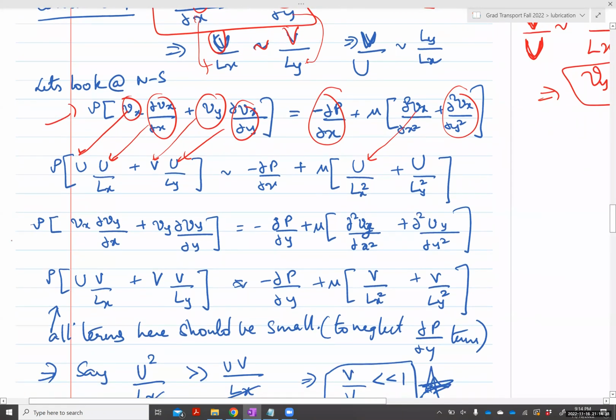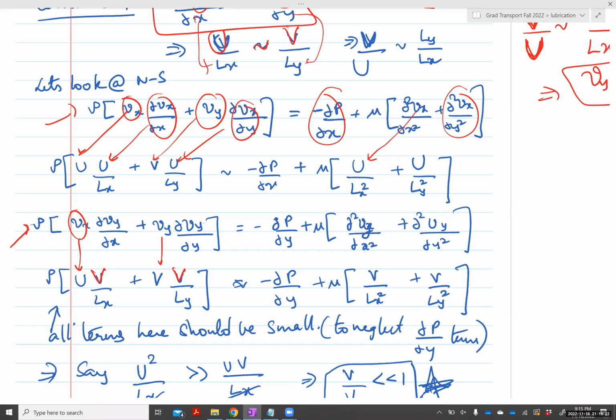Now this is the y Navier-Stokes. Again, you do an order of magnitude estimate. Vx is U. ∂Vy/∂x is nothing but V divided by Lx. ∂Vy/∂y: Vy is V, so it is nothing but V divided by Ly. Same thing, ∂²Vy/∂x² is V over Lx squared, and this term is V divided by Ly squared.